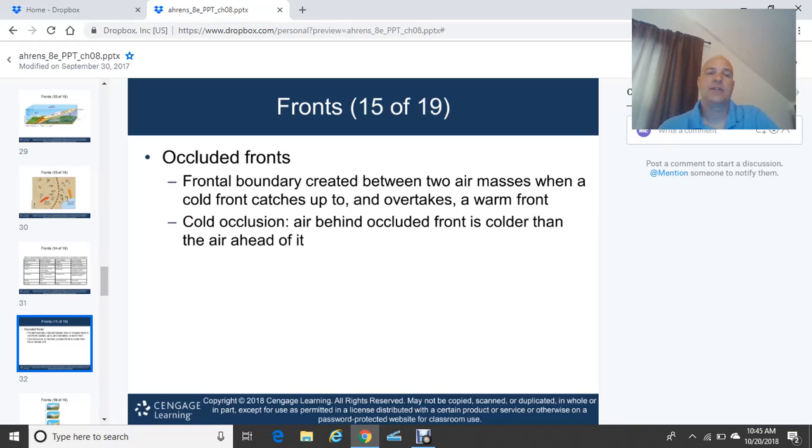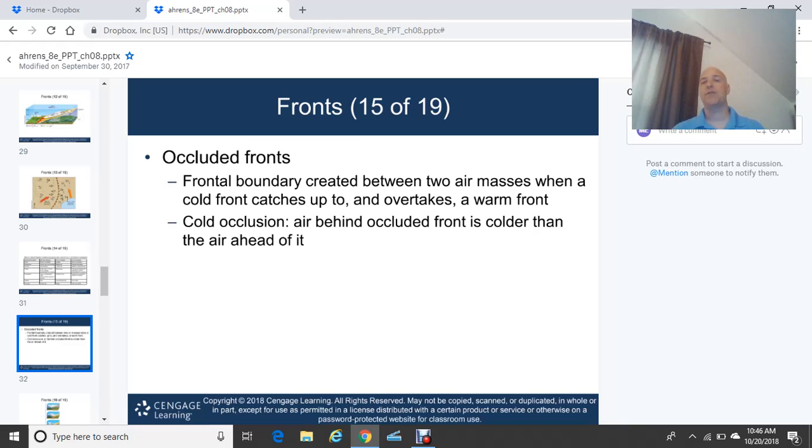Okay, and this happens because the colder, denser air is way faster. It moves much quicker than the warmer air out ahead of the cold front. So eventually what happens is that forward momentum, that forward speed, catches up to the warm air and lifts that warm air completely off the ground in the case of an occluded front.